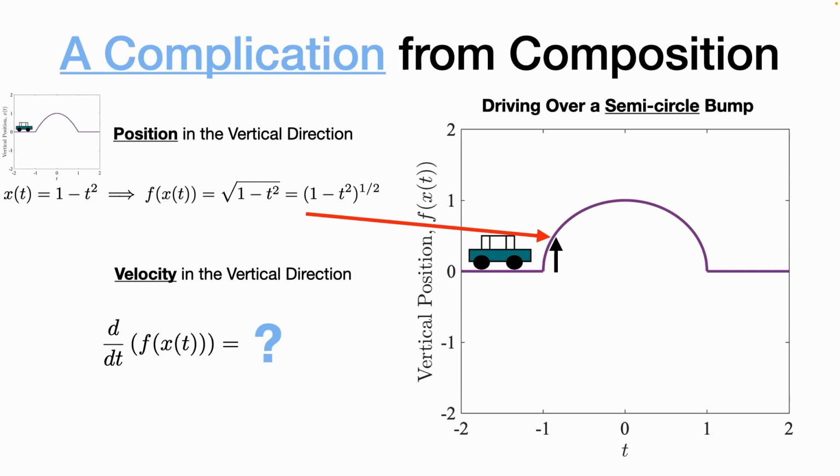So if I compose that x of t with the square root function, f of x of t equals the square root of 1 minus t squared, then I can equivalently write it as 1 minus t squared to the 1/2, right? And how are we going to take this derivative? How are we going to find the velocity of the car in the vertical direction? Right. So that's the complication for today. We need a new tool, and that tool is called the chain rule.